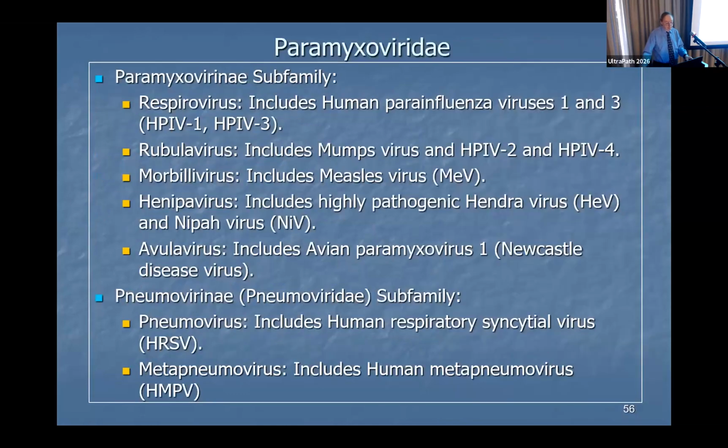Instead, in tissue, it really takes on these filamentous, beaded structures that you see there, 18 to 20 nanometers in width. If you look at Paramyxoviridae, it has two subfamilies associated with it, and these are some of the subfamilies in general.